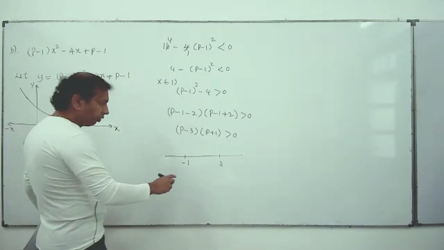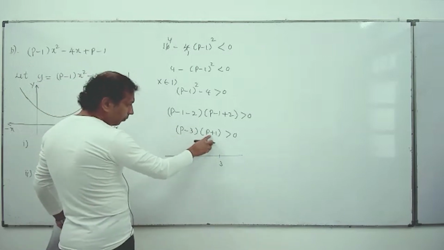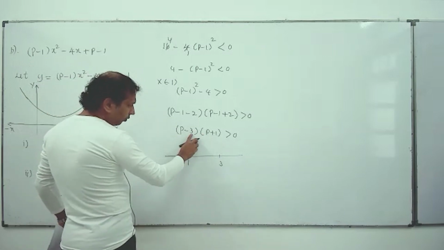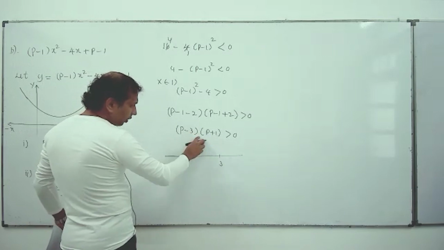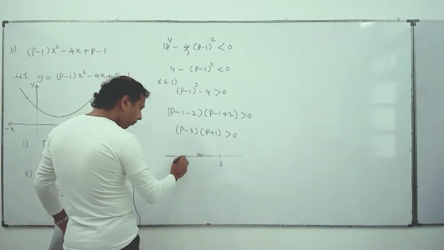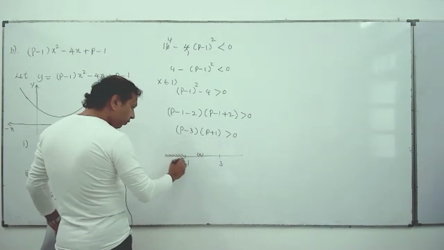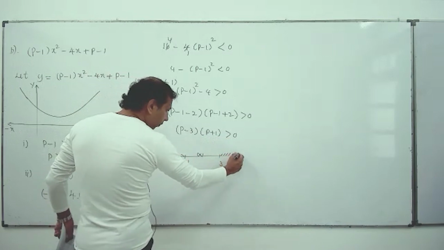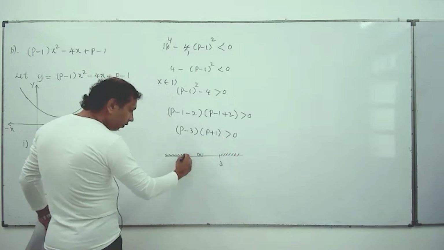0 is in this interval. Put 0 here and here. What do you get? This is minus 3. This is plus 1. The product is negative. Does not match with this. Therefore, this region doesn't satisfy. This region satisfies, or this region satisfies. But here we don't have an equal sign. Ignore both.